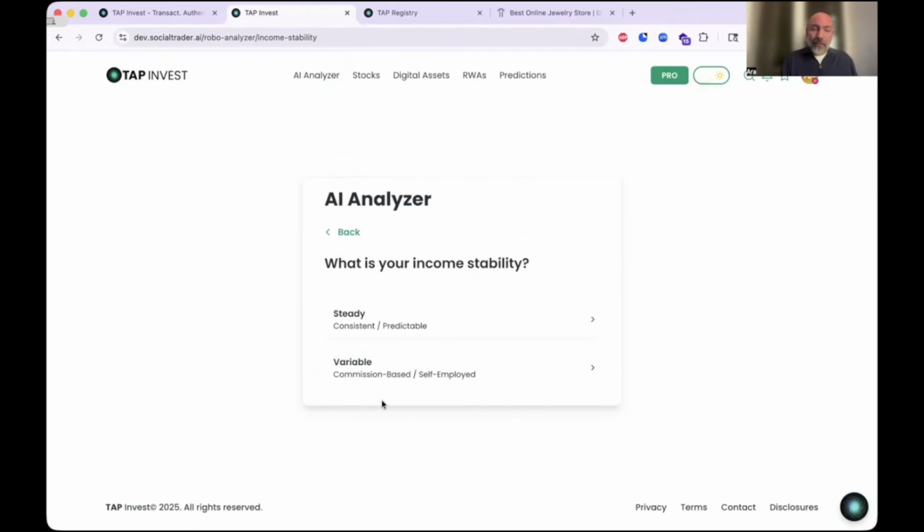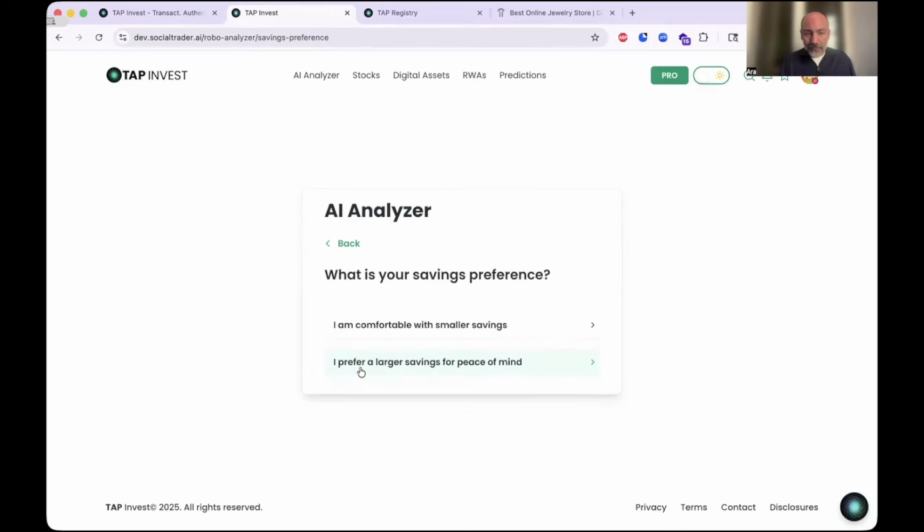Now, some of us may have a steady income and others might have a variable income. We might be self-employed, we might be commission-based. This is very important as the analyzer sets up how we should be saving and investing. So in this case, I'll say I have a steady income. The analyzer also wants to know if there are any major purchases coming up so that it knows how much to allocate for those. So I'll say no in this case.